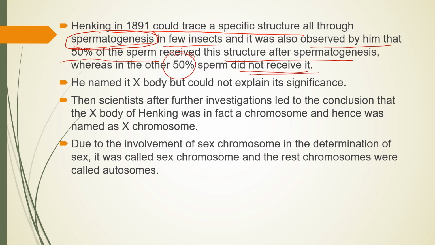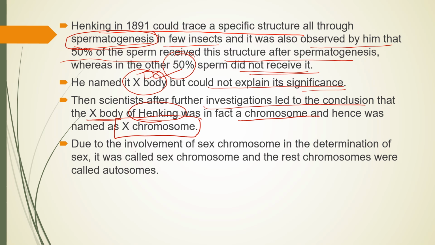So then he named it the X body. But he could not explain the significance of this X body. He told that in several insects during spermatogenesis this X body was found. After further investigations by several scientists, they came to a conclusion: that X body, which was named by Henking, was nothing but a chromosome, and it was hence named the X chromosome. So he named it the X body, and others, after several experiments, named it the X chromosome.